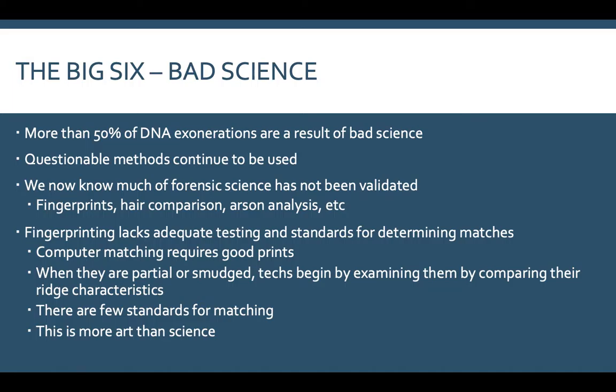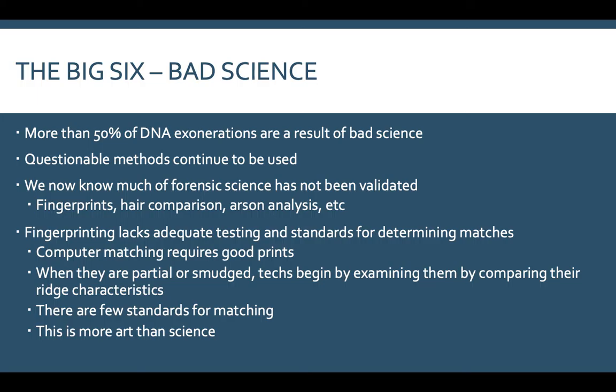Bad science. More than 50% of DNA exonerations are a result of bad science. We know that a lot of forensic science is not valid. Fingerprints haven't actually been validated. Hair comparison, arson analysis. So fingerprinting lacks adequate testing and standards.